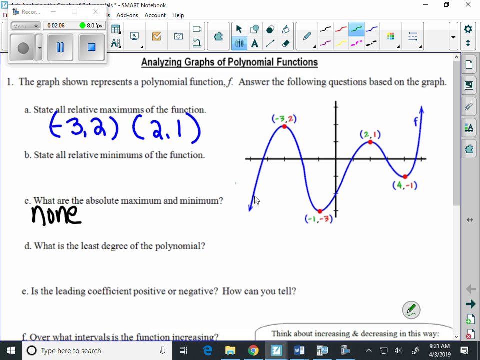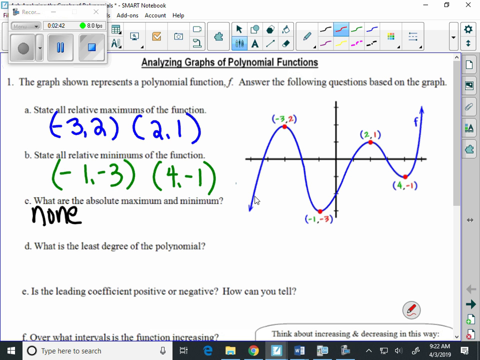Upon closer examination, we see that we have some low points in the graph too. It's not the lowest point, but it is a low point, like -1, -3. It's a low point in the graph. 4, -1, also a low point in the graph. And if you take a close look at all 4 of those points that we just wrote down, they happen to occur at turning points of the graph.